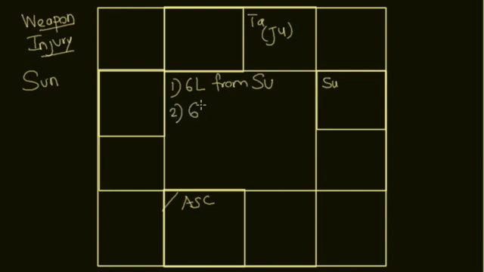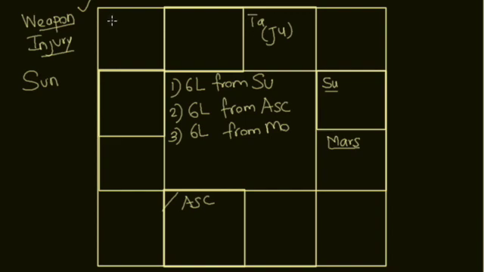Second is sixth Lord from ascendant. So the ascendant is Scorpio, and the sixth house is going to be Aries. Lord of Aries is Mars, and let's say Mars is here in Leo. So transit of Sun over this Mars is going to bring weapon injury or some injury to the native.